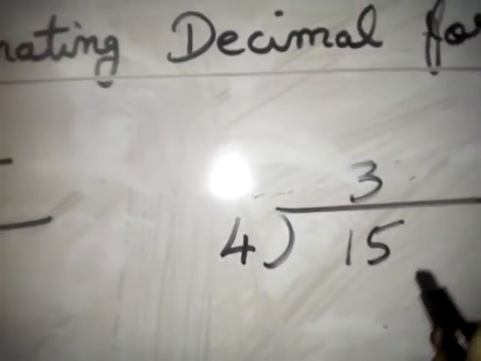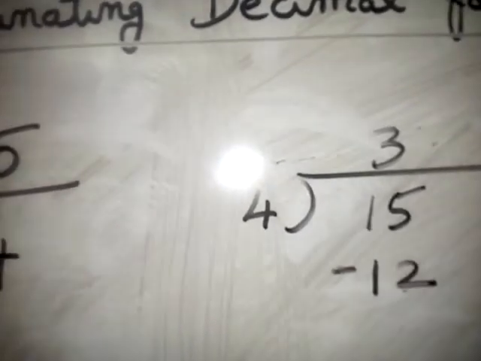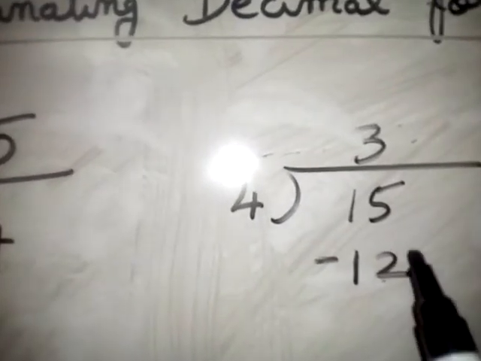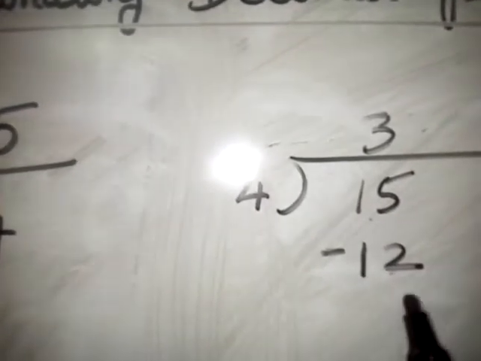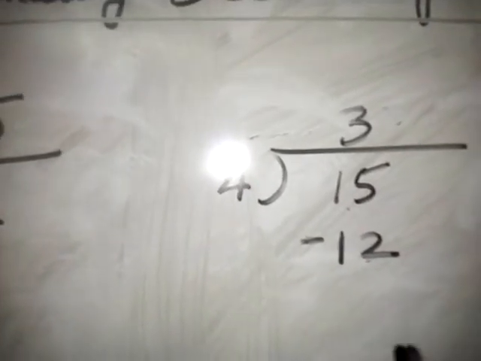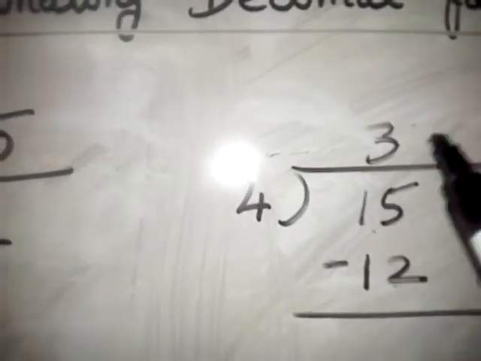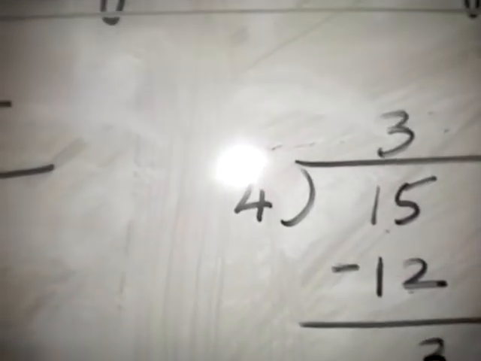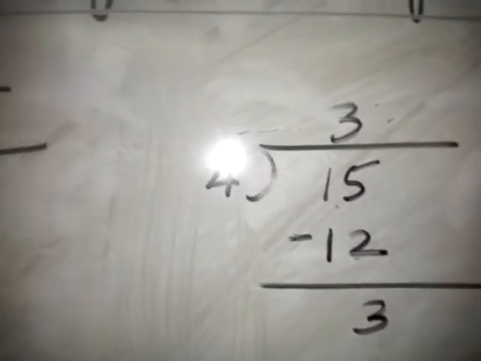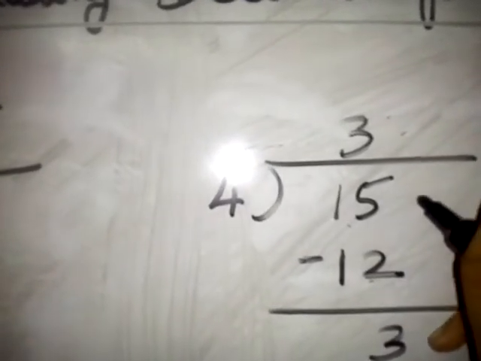4 3s are 12. Okay, because 4 4s are 16. For 15, the 4 table is not going, so take the last smaller number which is coming out by telling the 4 table. Okay, 4 3s are 12. 5 minus 2, 3. Now you are not getting remainder 0 here in simple division. Now you have to take the decimal point.